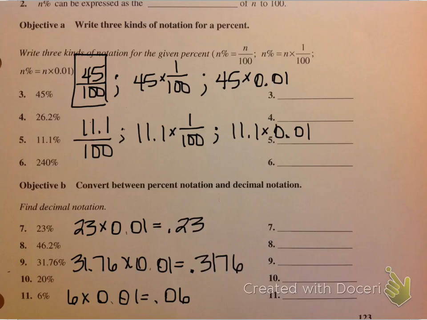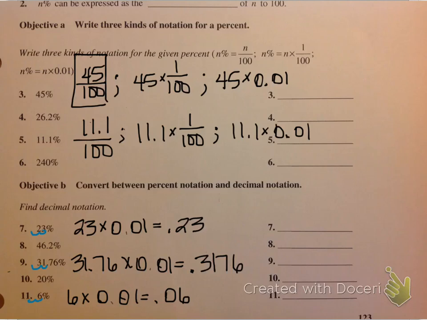So I guess my question to you would be, what pattern do you notice? Hopefully you recognize that if you start off with 23, all you have to do to arrive at the decimal is move your decimal point 2 places. I had to move it 2 places in the 31.76, and I had to move it 2 places on the 6 as well. So that's your pattern. So from now on, do you necessarily need to write the number times 0.01? Probably not. You could go straight to your answer.